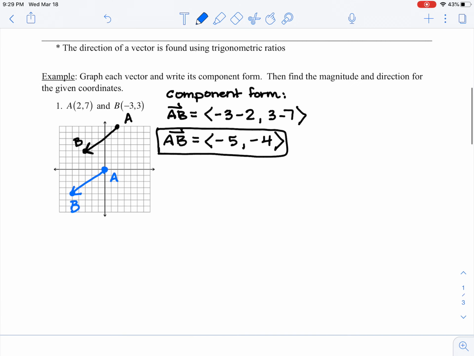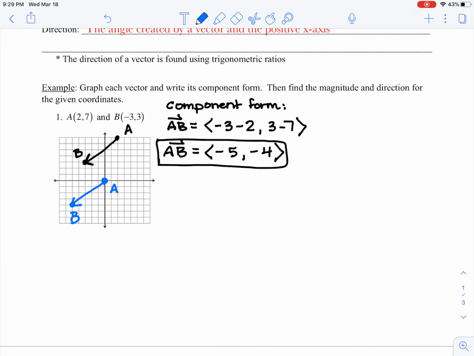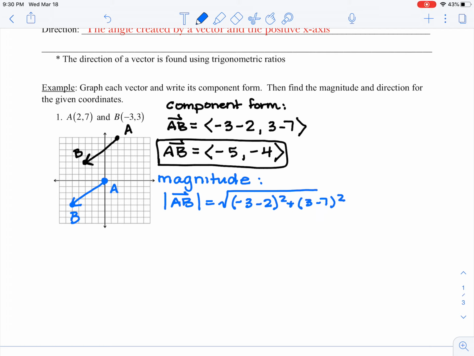Okay, next we're asked to find the magnitude of the vector. Magnitude is the same concept as length, so we'll use our distance formula. Okay, the notation for magnitude looks like this. The name of our vector inside of what look like absolute value bars. So here for vector AB, to find our magnitude, let's do -3 minus 2 squared and 3 minus 7 squared.